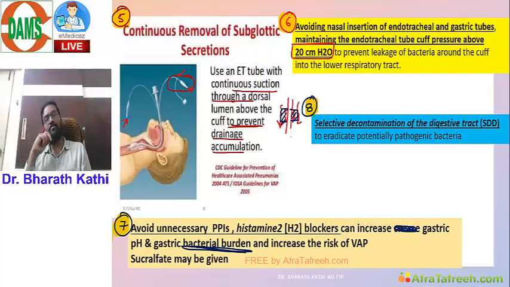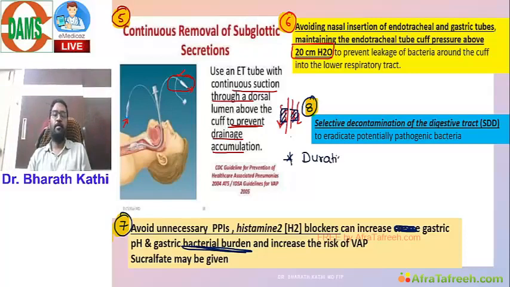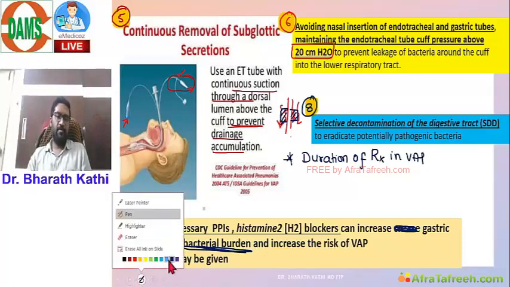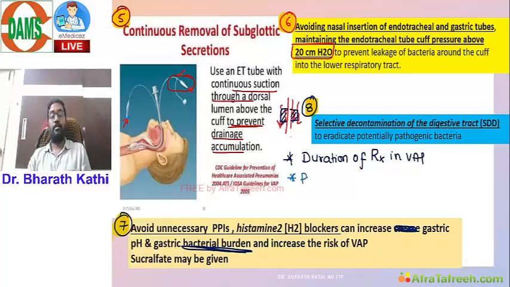So in the exam, if they ask you prevention of VAC, you should explain all these 8 interventions. Now next, coming to duration of treatment. So you have done all this, but still ventilator associated pneumonia has occurred. Duration of treatment in ventilator associated pneumonia. So in the previous guidelines, it was mentioned that the treatment should be for 14 to 21 days.